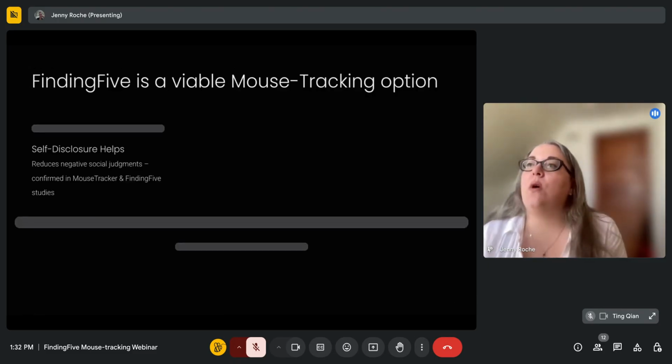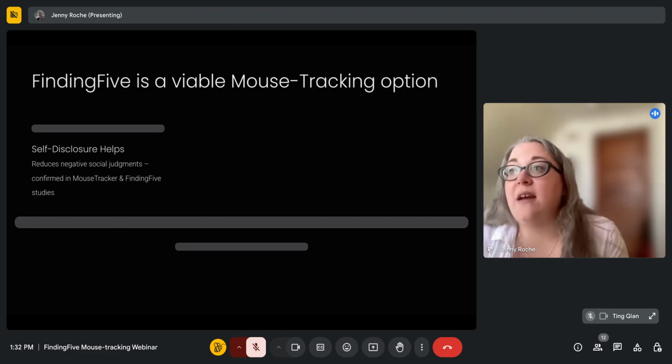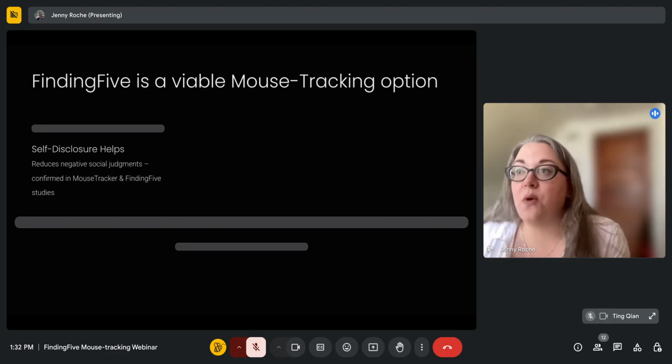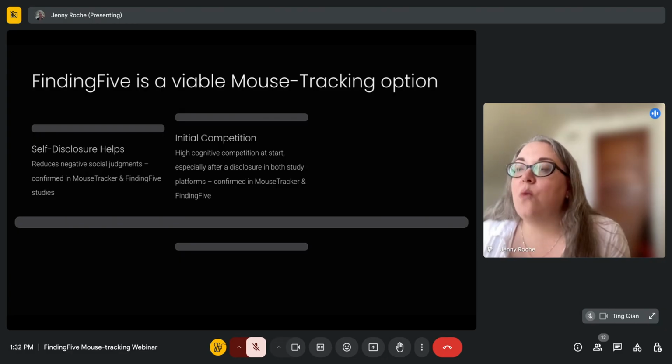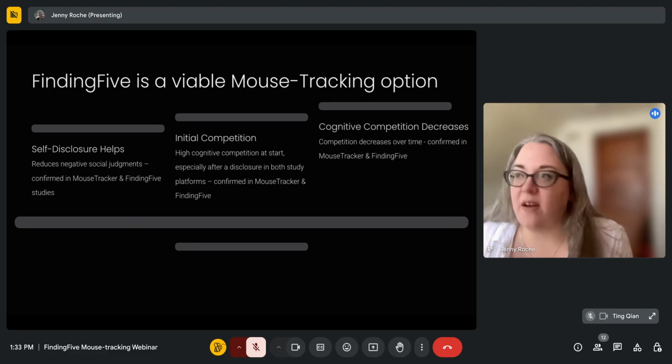Okay, so what we found in the study is that self-disclosure helps. And this is going to help promote lower negative social judgments about a person who stutters. And this is confirmed by both Mousetracker and Finding 5. We did see initial competition just after the intervention, where we saw high cognitive competition at the start, especially after disclosure, in both studies and platforms. And then cognitive competition decreases over time, also confirmed by Mousetracker and the Finding 5 study.